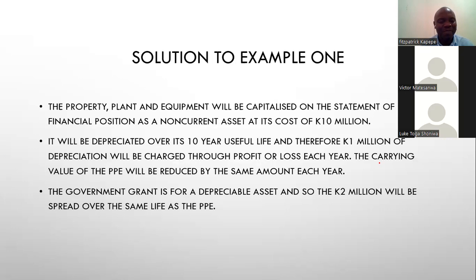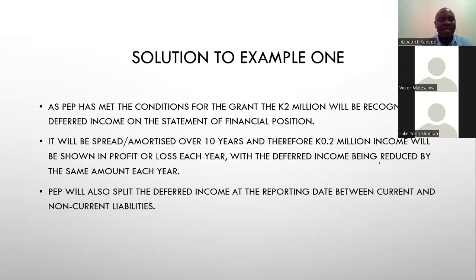Yes, the government grant is for a depreciable asset, and so the 2 million will be spread over the same life as the PPE. As PEP has met a condition for the grant, the 2 million will be recognized as deferred income on the statement of financial position. We agree. It will be amortized over 10 years, and therefore 0.2 million income will be shown in profit or loss each year, with the deferred income being reduced by the same amount each year. PEP will also split the deferred income at the reporting date between the current and non-current liabilities, which I did already demonstrate to you.